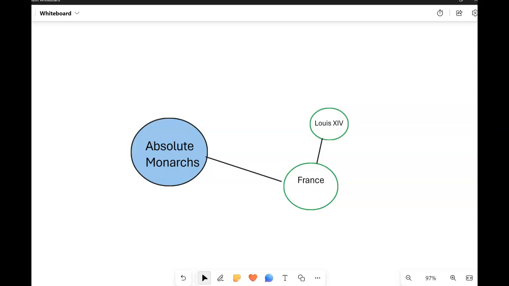All right, kids, don't forget to use that Absolutism Edpuzzle. Yes, you have an Edpuzzle. Yes, that Absolutism Edpuzzle has good information in it too.